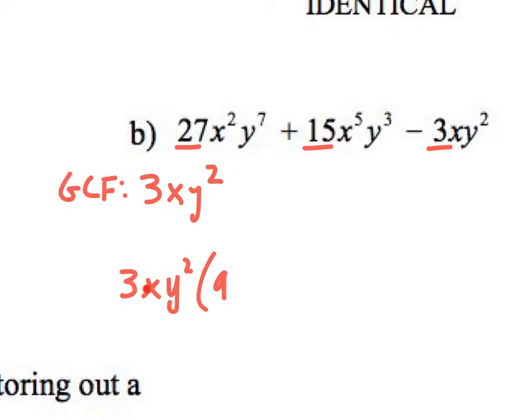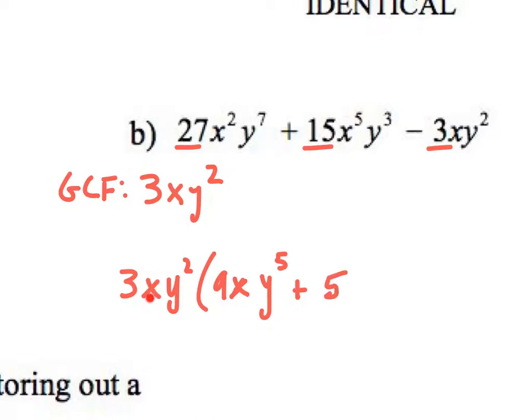x times what gives me x squared? That's just going to give me another x. And then here, y squared times what gives me y to the 7th, and that's going to give me y to the 5th. We'll talk all about exponents here soon. Now, let's do the next one. So now 3 times what gives me 15? That's going to give me 5.